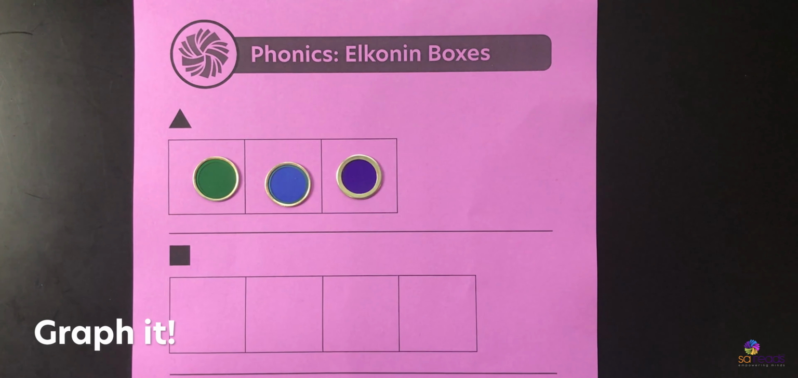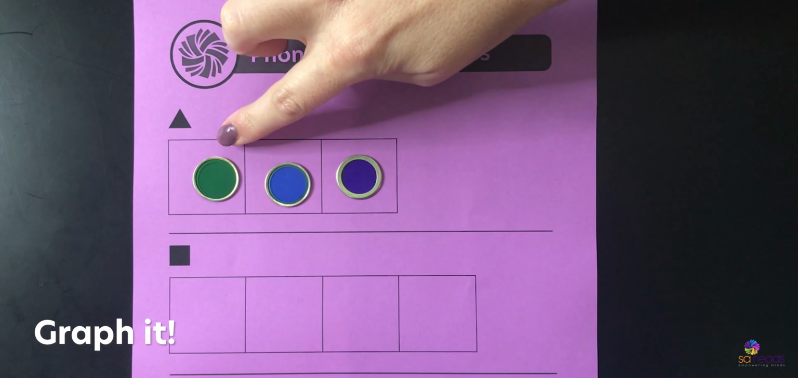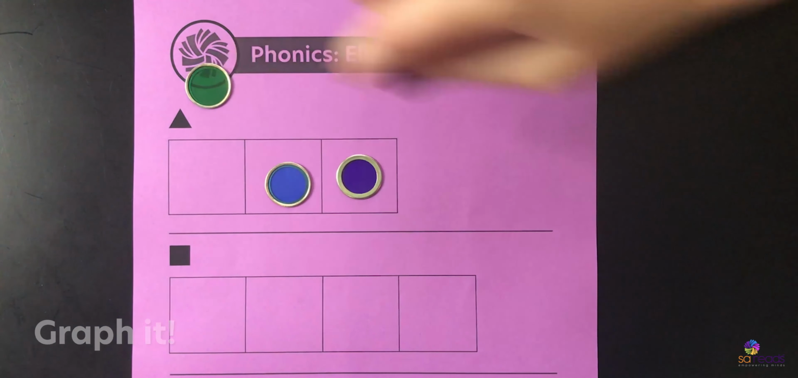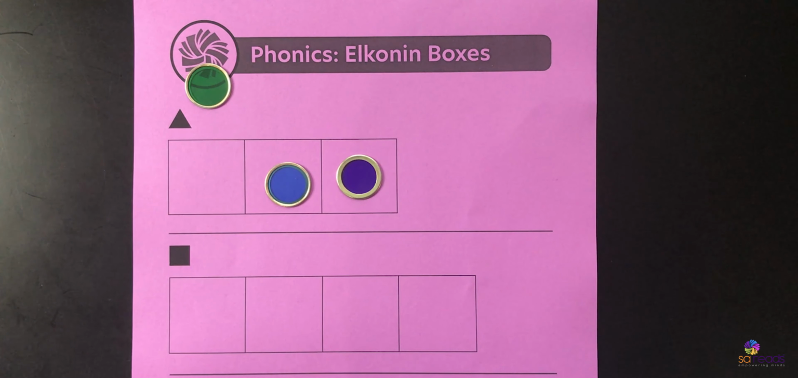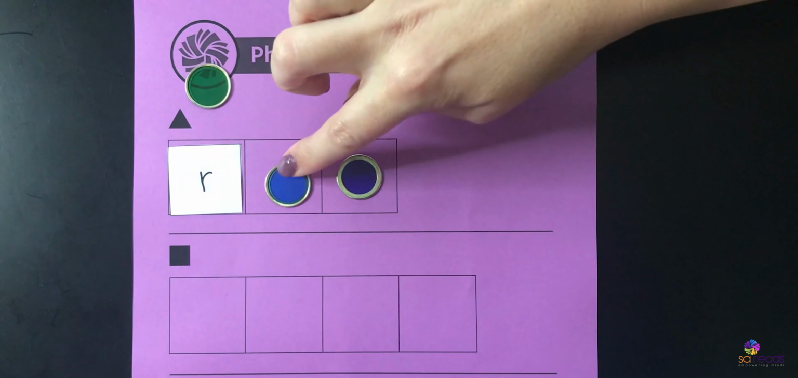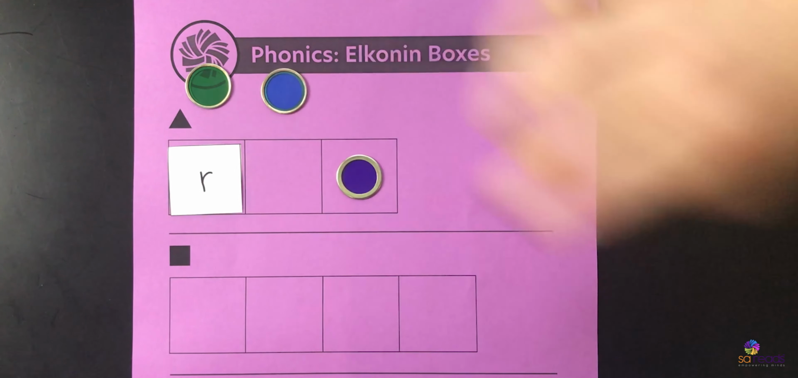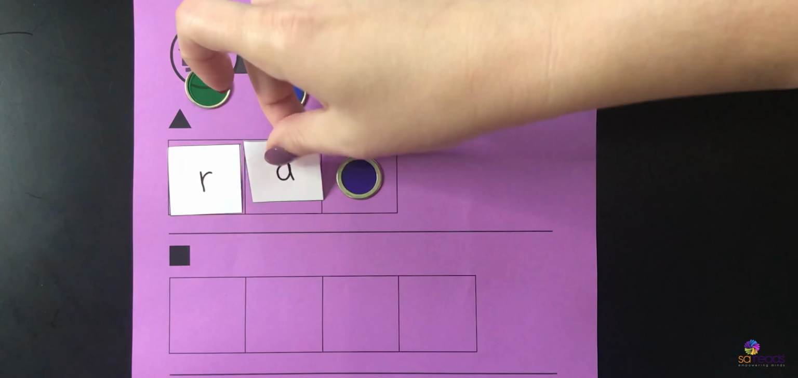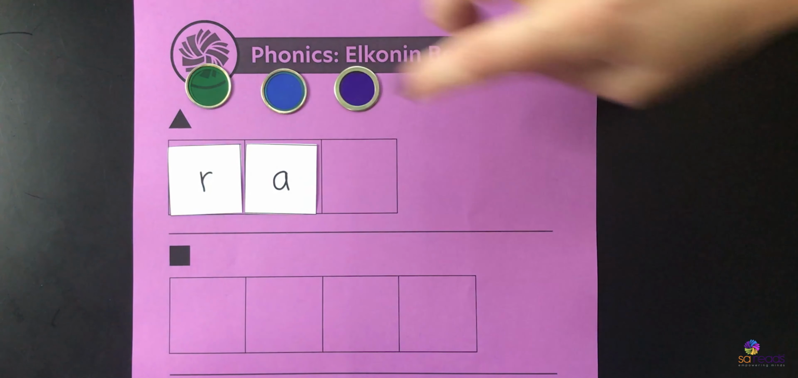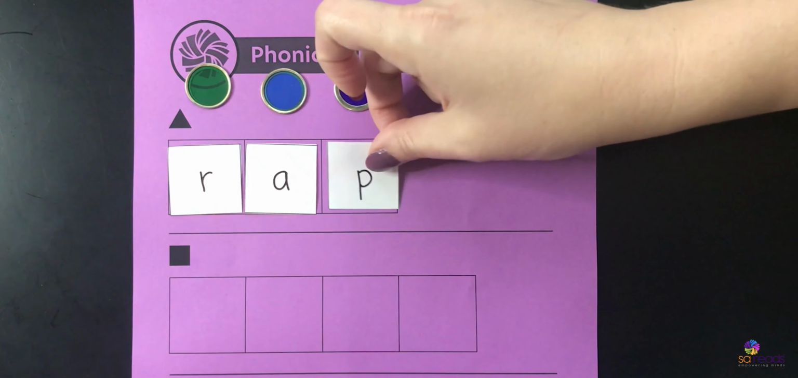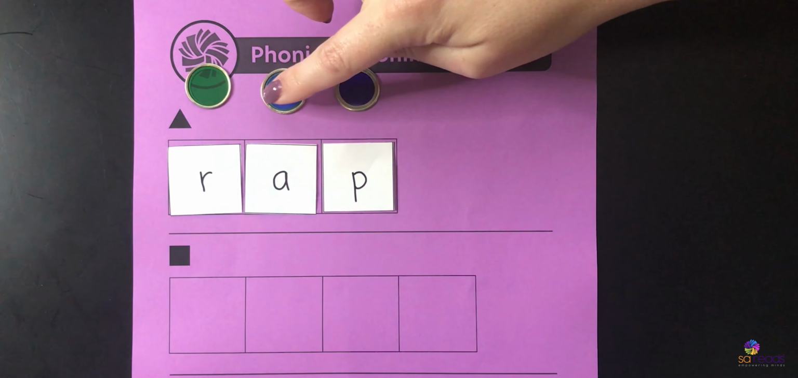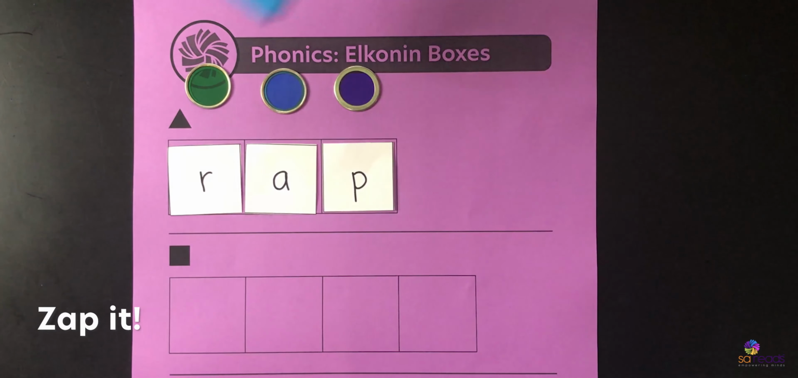Now we're ready to graph it. Let's start with the initial phoneme, the medial phoneme, a, and the final phoneme, p. A, p. Rap.